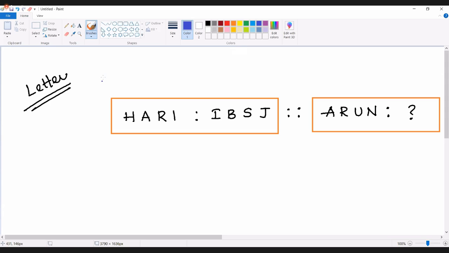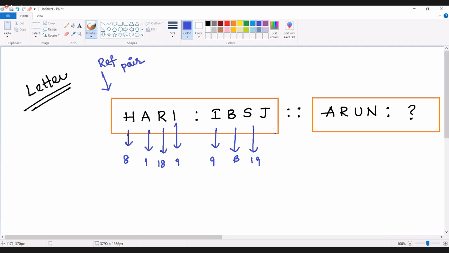So what is the reference pair? This is a reference pair. In the reference pair, a word is given: Hari is written as IBSJ. So what is the logic here? H is the 8th alphabet. H becomes I, so I is the 9th alphabet. A is the first alphabet. A becomes B here. R is the 18th alphabet. R becomes S here. And I becomes J here. That means what is happening? Each and every alphabet is shifted by one letter forward.